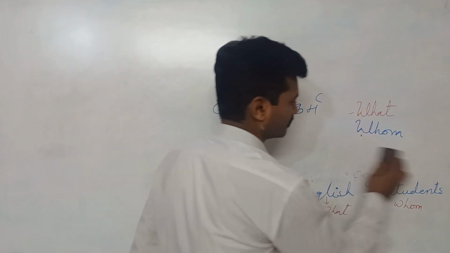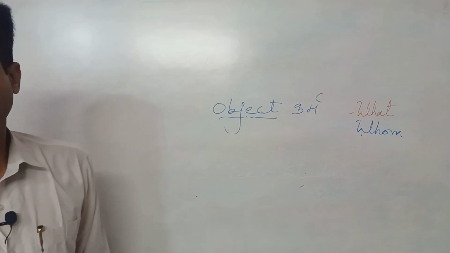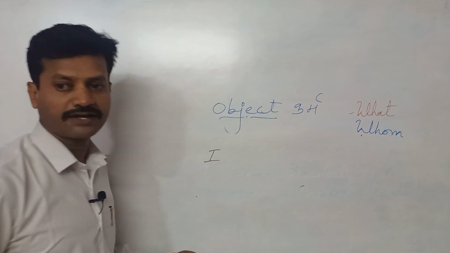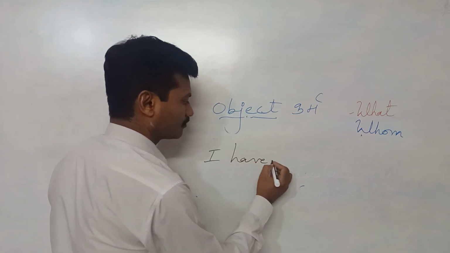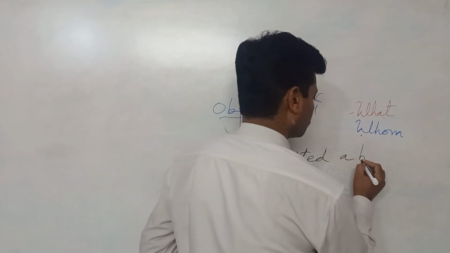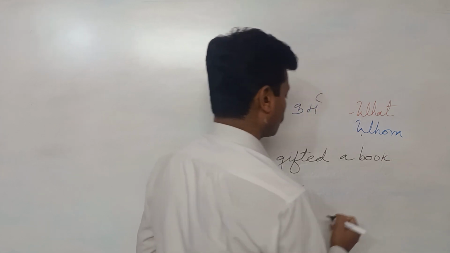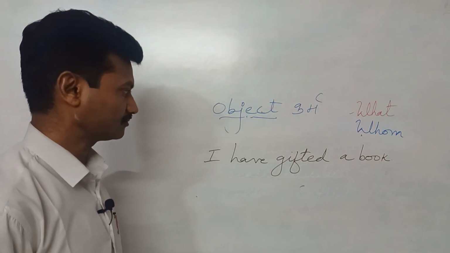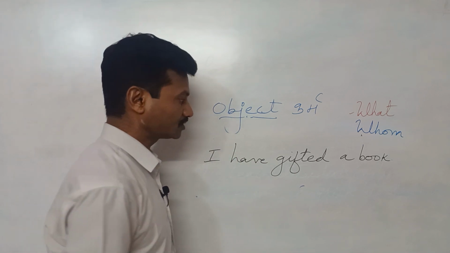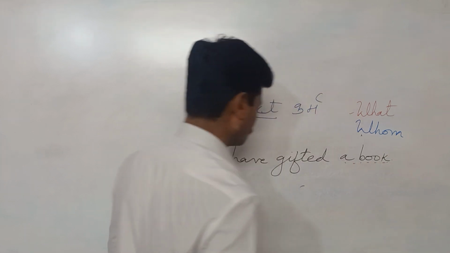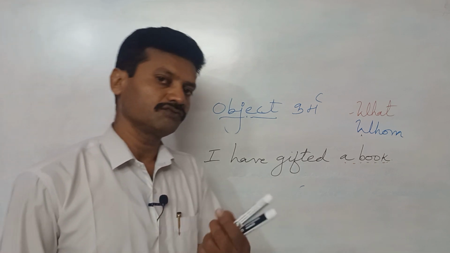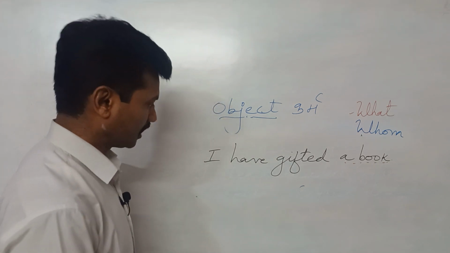Now look. I would like to say, I have gifted a book. I have gifted a book. And now find out the object. What? A book. How many objects are there? Only one.